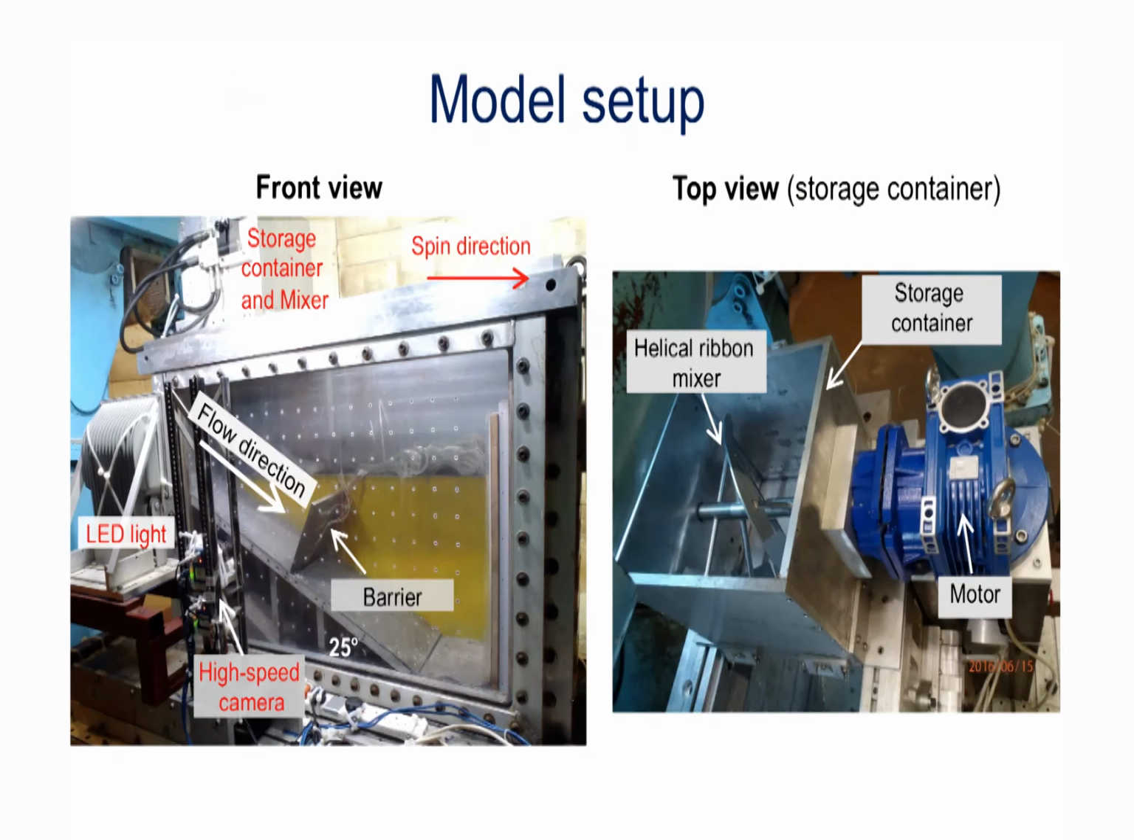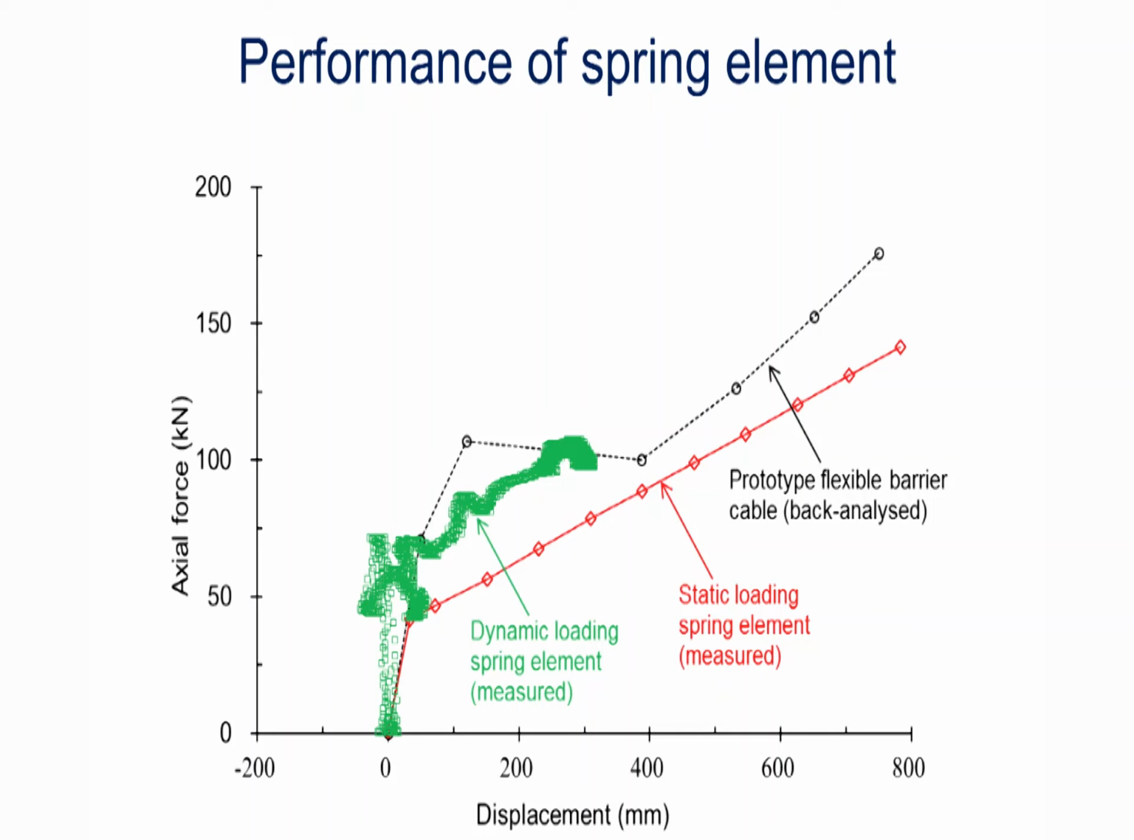A comparison of typical load displacement behavior of a prototype flexible barrier cable with the performance of the newly developed spring element is shown. The black data series shows the highly nonlinear prototype response of a real barrier cable. The red data series shows the spring element loaded under static conditions, and the green data series shows the performance of the spring element under dynamic loading conditions.